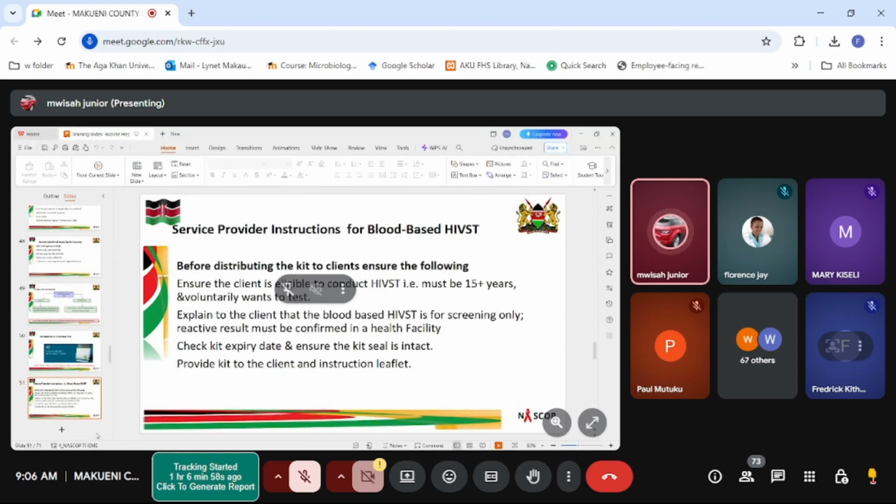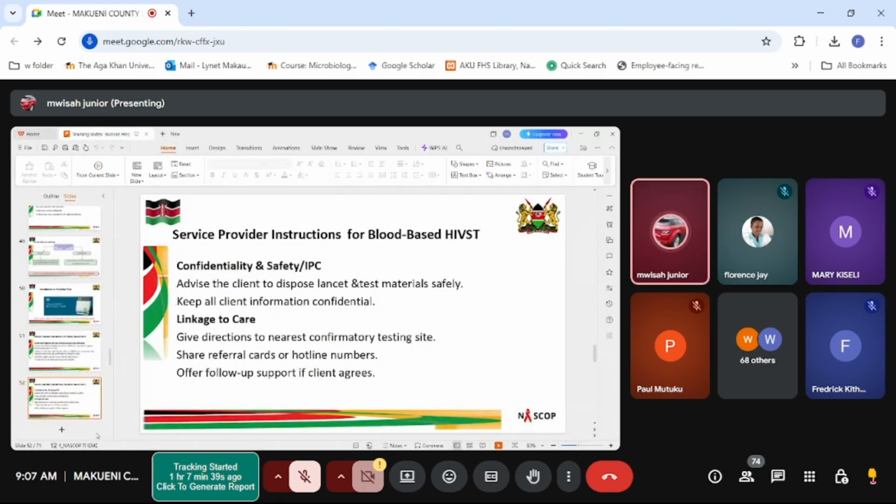Explain to the client, and it must be voluntary. Don't force it, don't push clients. You just explain to the client, then if they voluntarily decide to take it, just give the procedure and issue. Explain that the blood-based HIV self-test is for screening only, and a reactive result must be confirmed in a health facility. Check the kit expiry date and ensure the kit seal is intact. Provide the kit to the client and the instruction leaflet.